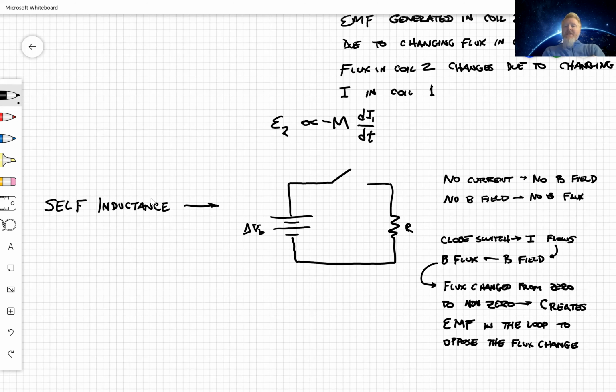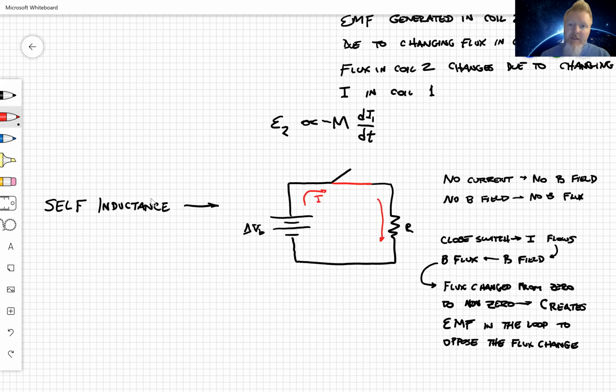So it creates an EMF in the loop that opposes the flux change. Okay. All right. So here I go. I'm going to close the switch now. Clink. Okay. Switch is closed. Now the current's flowing. Okay. Current. There it goes.